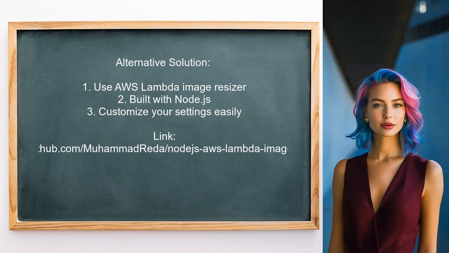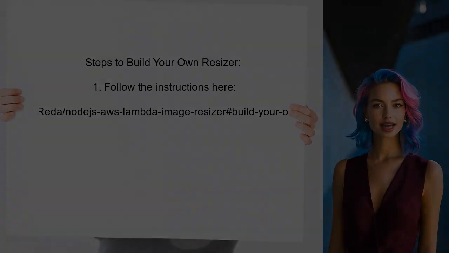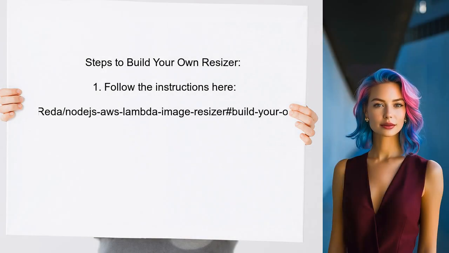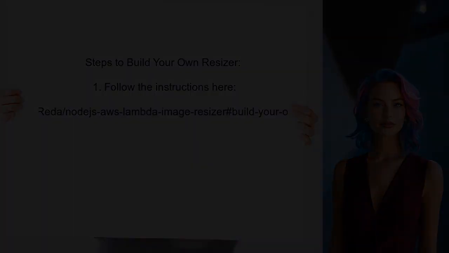Now, let's shift our focus to a different response. An alternative solution is provided by another user who suggests using the AWS Lambda image resizer available on GitHub. This tool is built with Node.js and allows you to customize your settings easily. To get started, follow the steps outlined in the GitHub repository to build your own AWS Lambda image resizer.